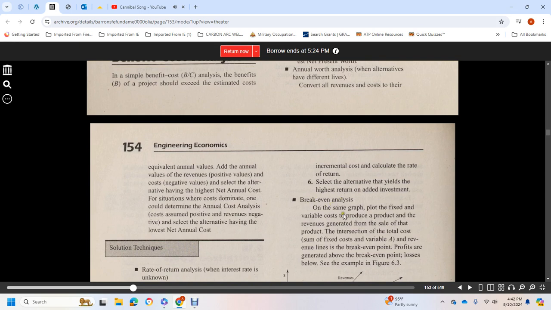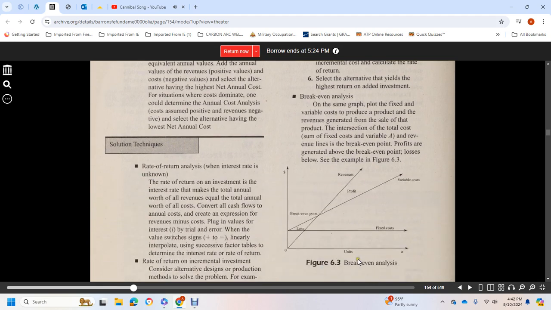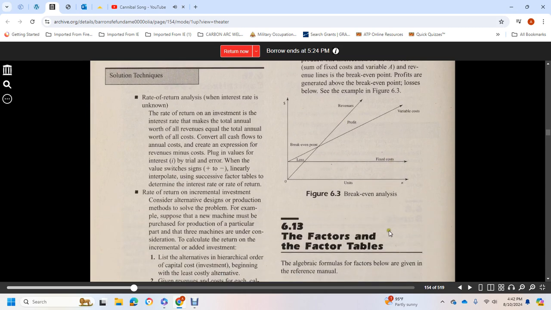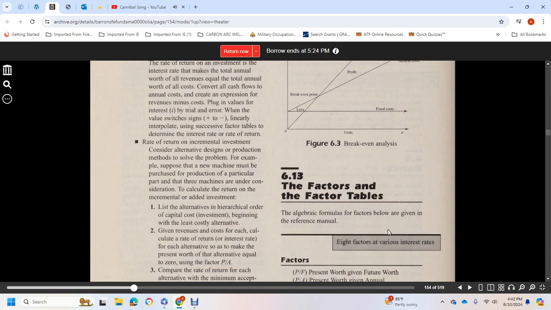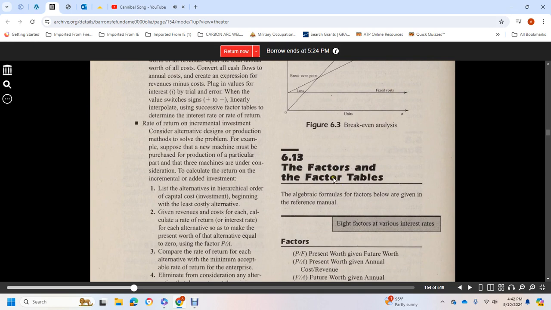Break-even analysis on the same graph. Plot the fixed and variable costs of producing the product with the revenues generated by the sale of the product. The intersection of the total cost, the sum of the fixed costs and variable costs, and the revenue line is the break-even point. Profits are generated above the break-even point, losses below. Example 6.3 shows break-even analysis: loss, break-even point, revenues, profit, variable costs, and fixed costs over units and dollars.